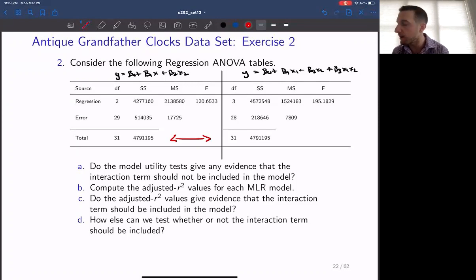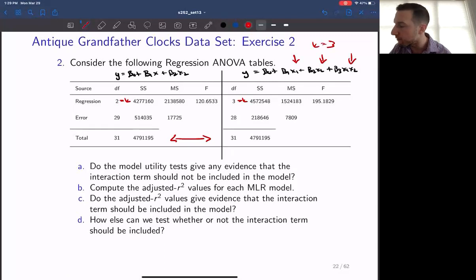Now, what we can see is that what is changing are the values for the regression source and the values for the error source. So for the first model, we have a DF of 2. The 2 here is equal to K, which is the number of predictor variables in the model. So we have 1, 2. Here we have 3 because we now have 1, 2, 3 predictors being included in the model. Okay, so the DF regression has increased by 1 given the interaction term.